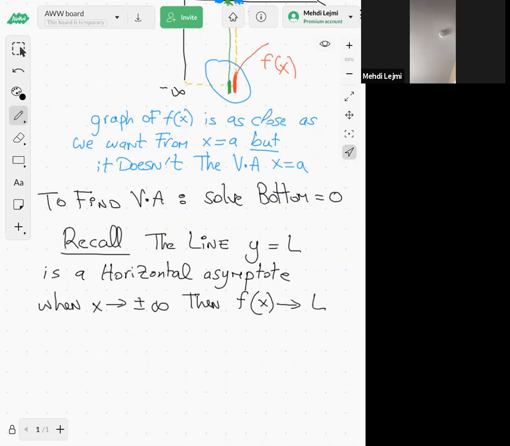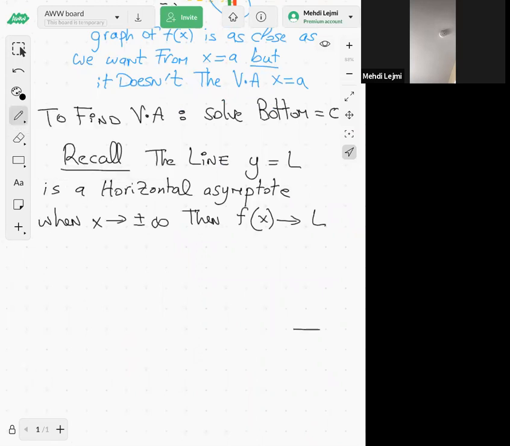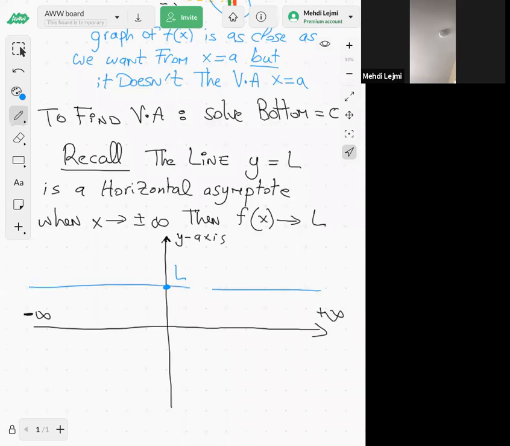So what I'm saying, guys, is that this is supposed to be positive infinity, and this is supposed to be my negative infinity. Let's say y equals L. So here we are on the y-axis, and L is some number. So let's say this is my L. y equals L would be this horizontal line. Now, what we are saying is that when your x is at positive or negative infinity, let's say here's my x.